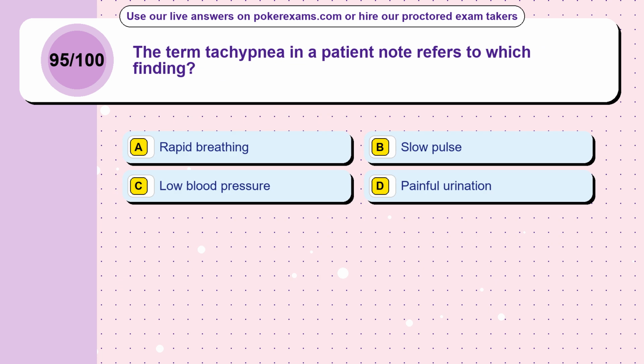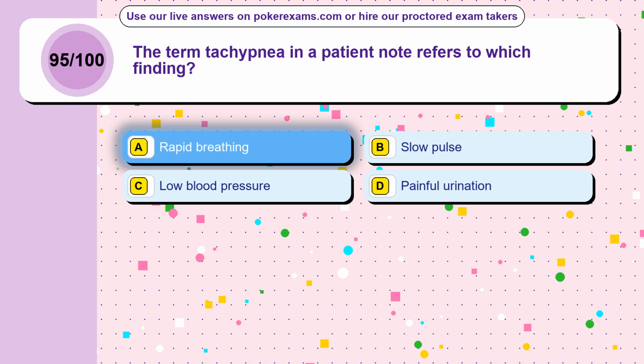Question 95. The term tachypnea in a patient note refers to which finding? Option A. Rapid breathing. Option B. Slow pulse. Option C. Low blood pressure. Option D. Painful urination. The correct answer is option A.